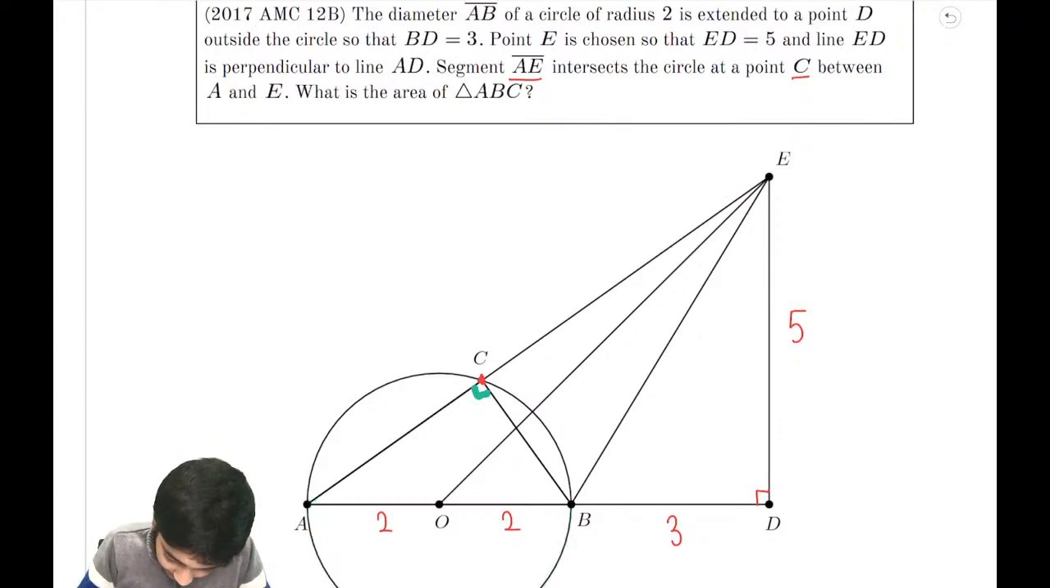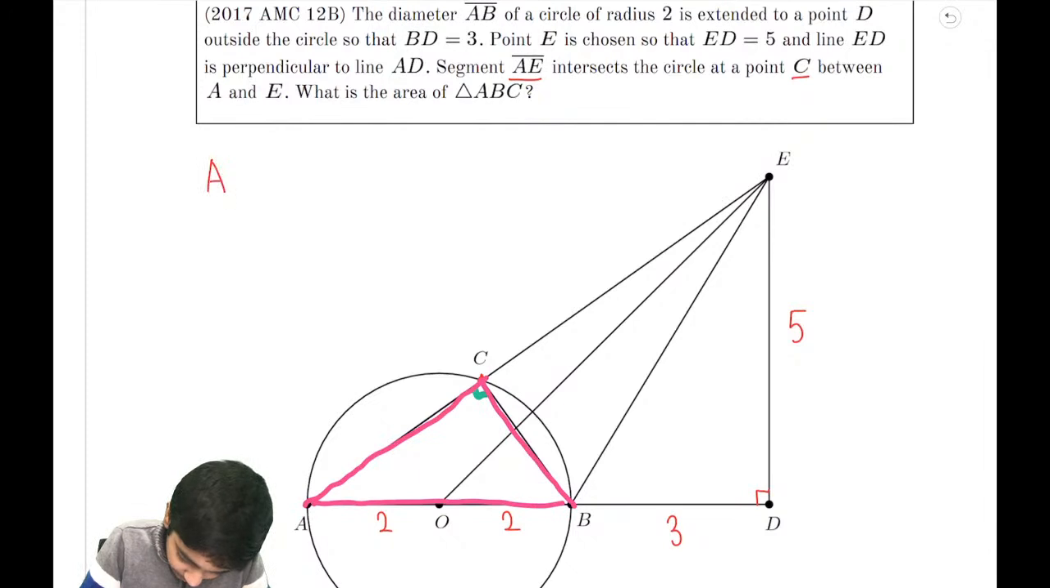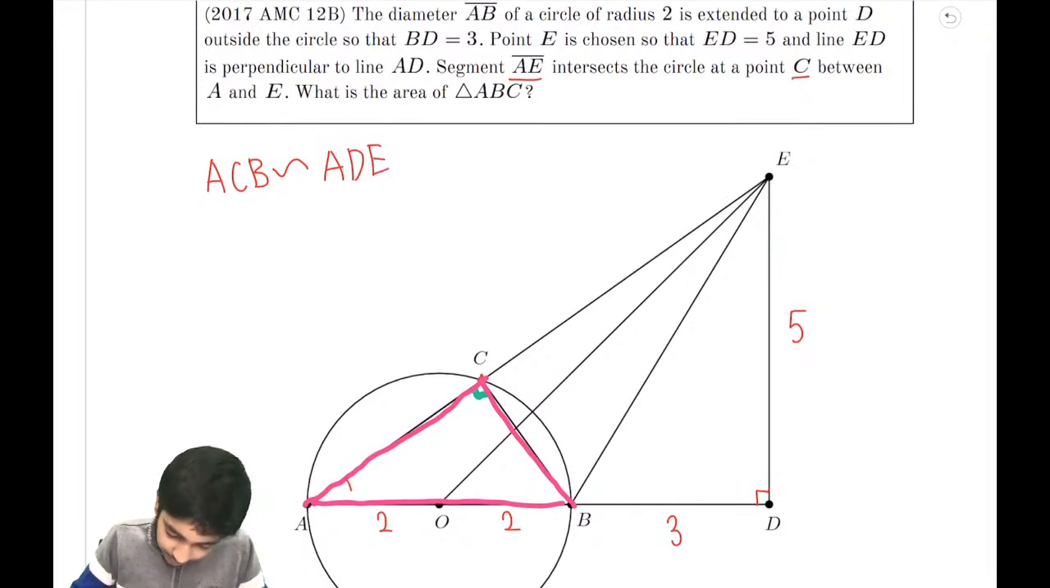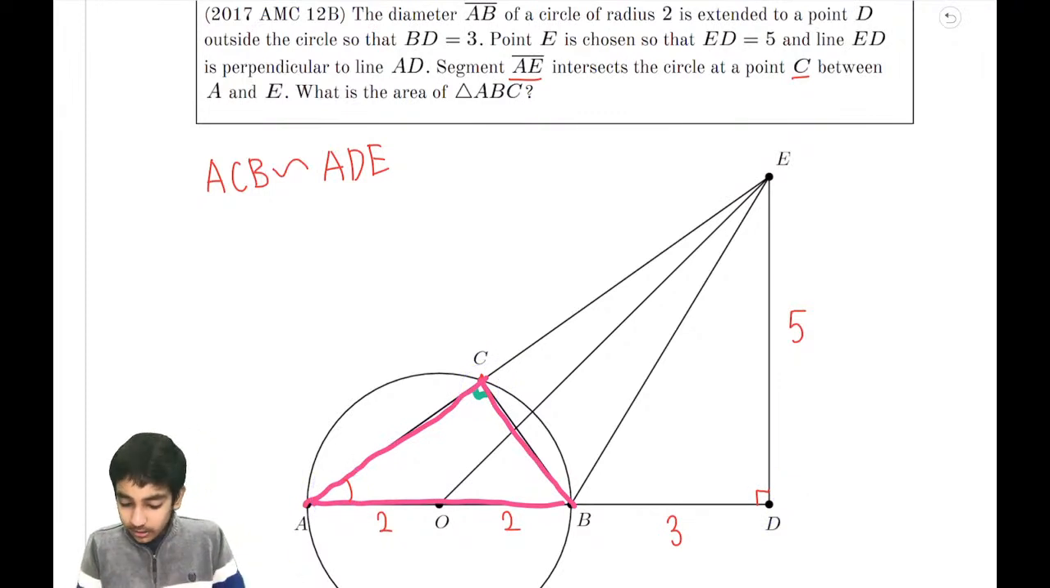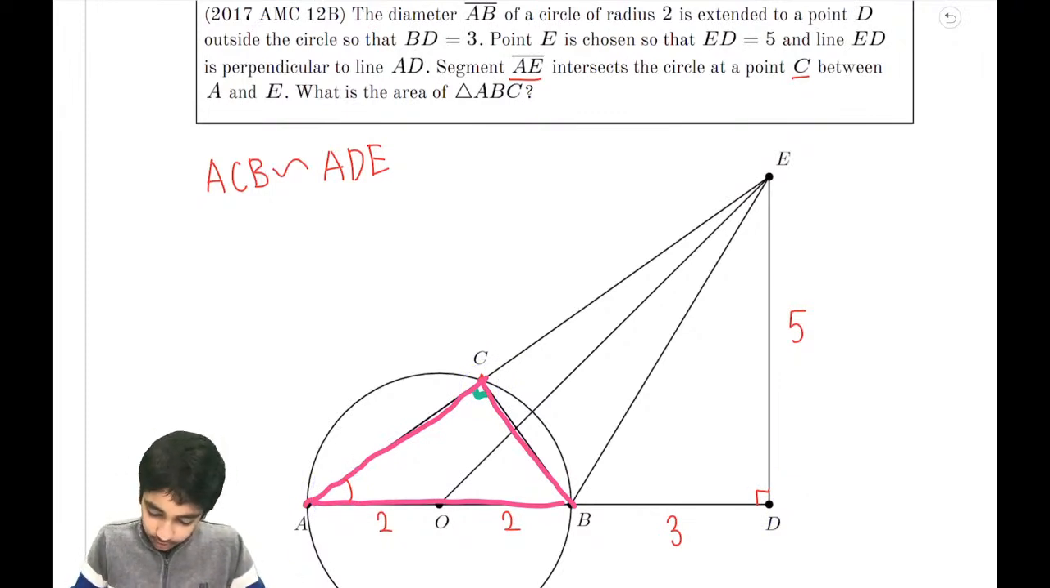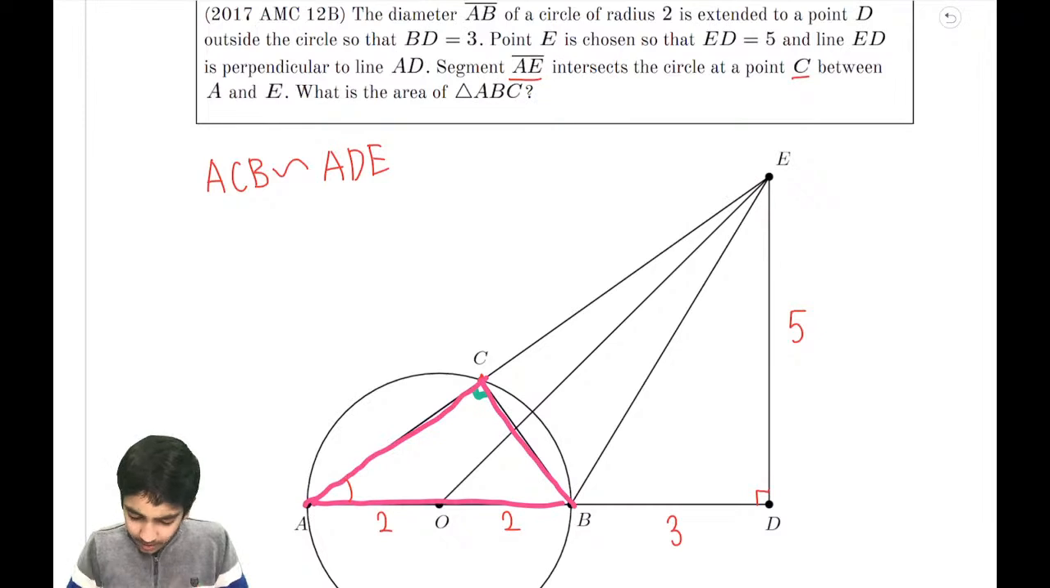ACB, we're given, is similar to ADE because one angle is common between both of the triangles, and we also know two angles are common actually. One angle is common between the triangles, and this one angle is 90 degrees for both of them. So by AA similarity, the triangles are similar. Okay, so now that we know the triangles are similar, how can we find the area of ABC?